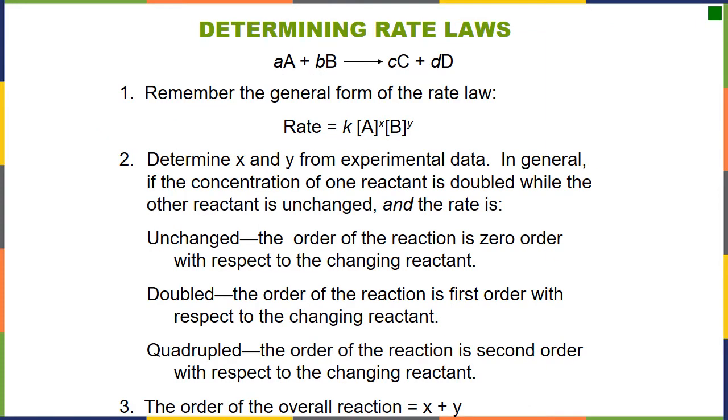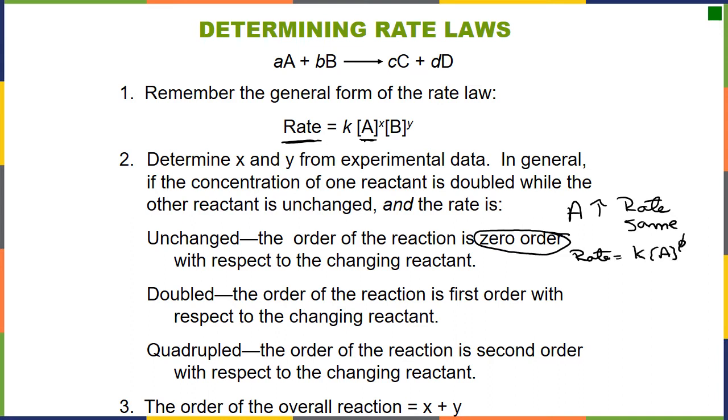Let's consider what these might mean. If we have a rate and we have, say, a value of A, and we change A and it doesn't change the rate, so if A goes up and the rate is the same, then in fact the rate doesn't depend on A, and we say that the reaction is zero order with respect to that reactant, meaning that the rate would equal k times A to the 0, telling us that the rate is unchanged if the reactant changes.